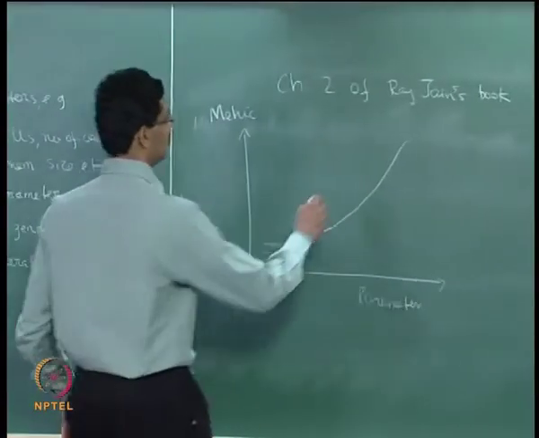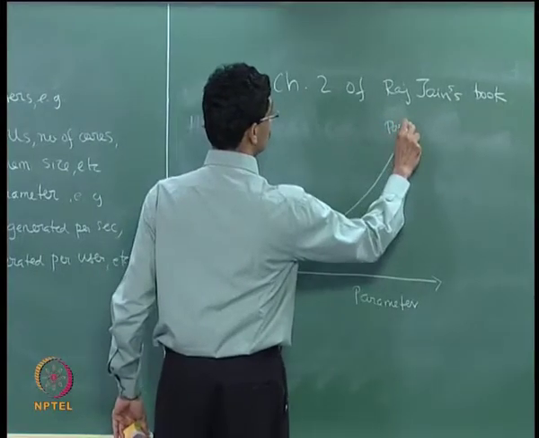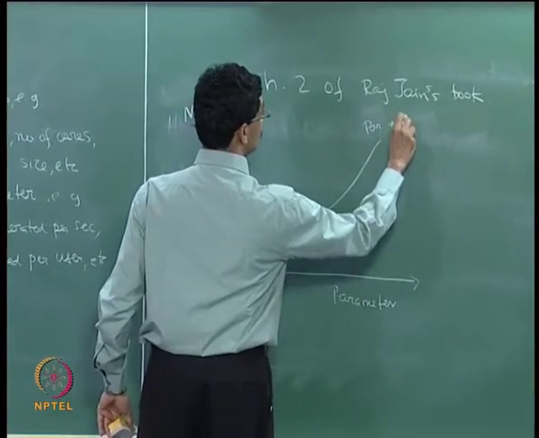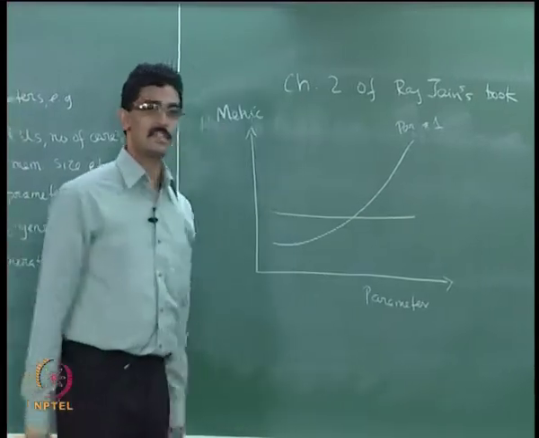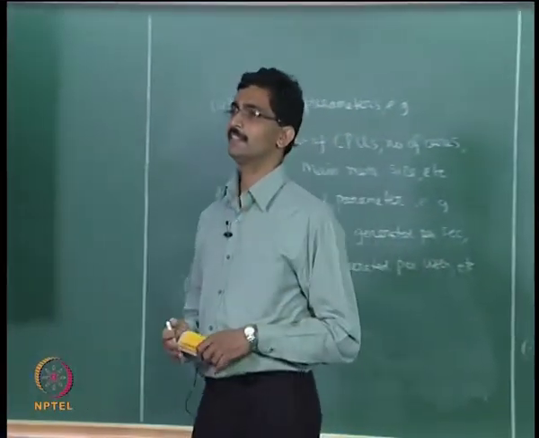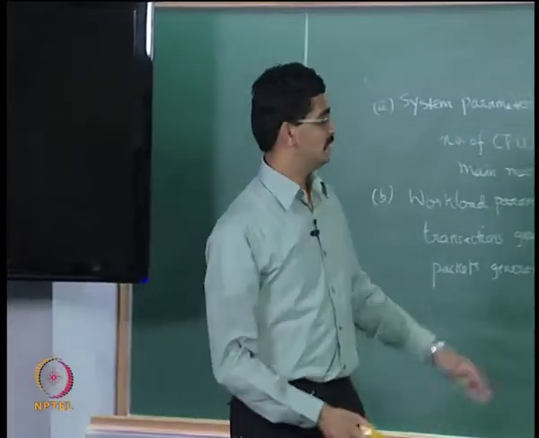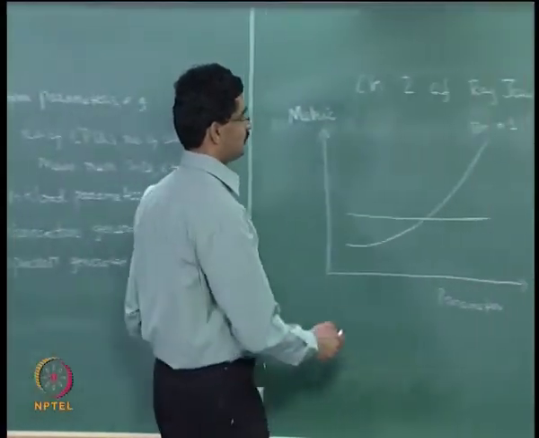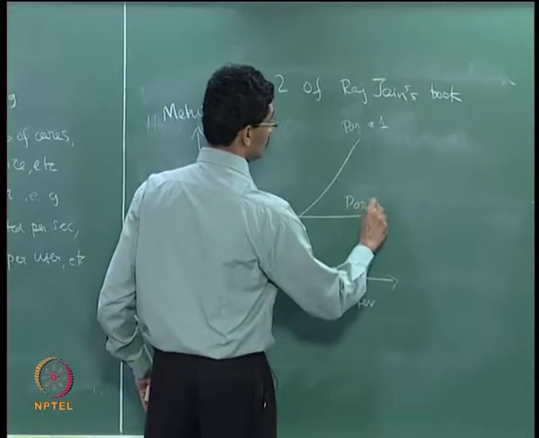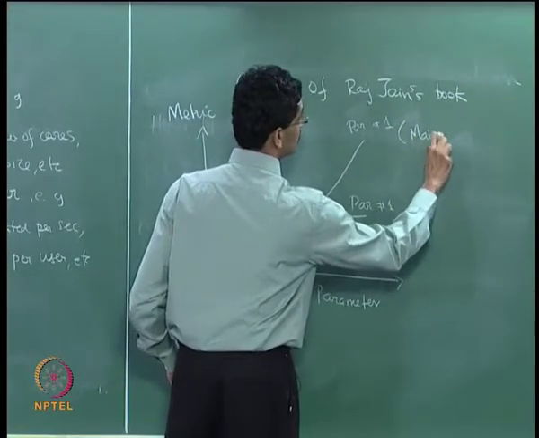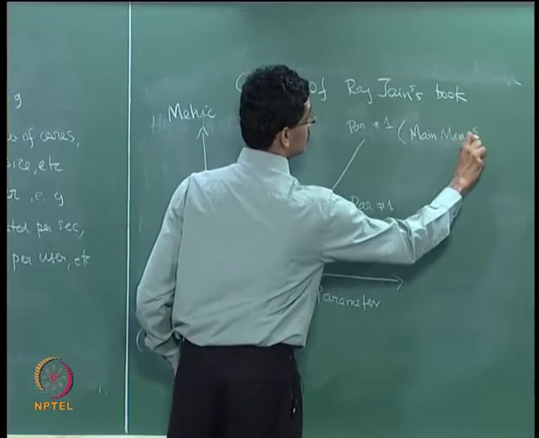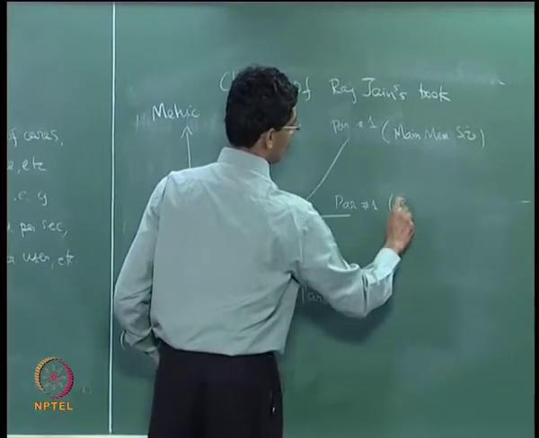So we will say this is parameter 1, and then there is another parameter that you vary. Let us say we can plot two different x axes and two different y axes, and this is parameter number 2. Let us say this is main memory size and this is your cache size.